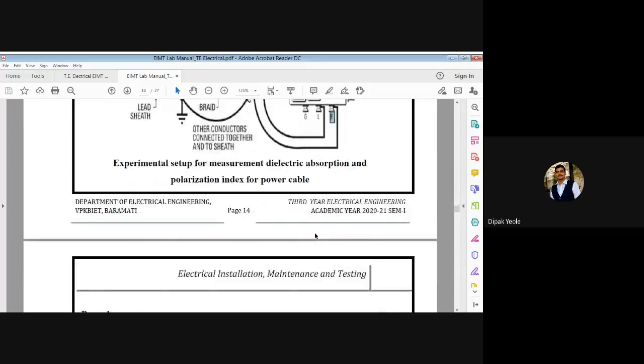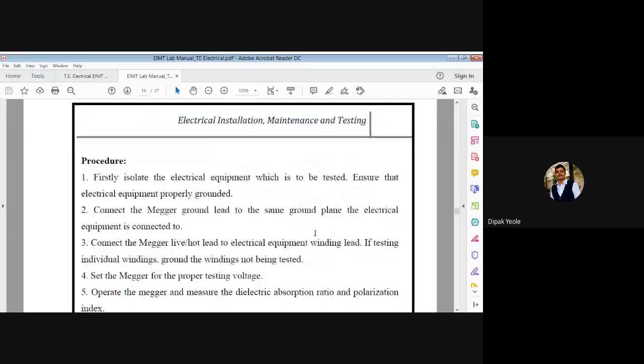Yes. Now, what is the procedure? Procedure is very simple. Firstly, we have to isolate the electrical equipment which is to be tested. Obviously, this is a precaution. Ensure that the electrical equipment is properly grounded.